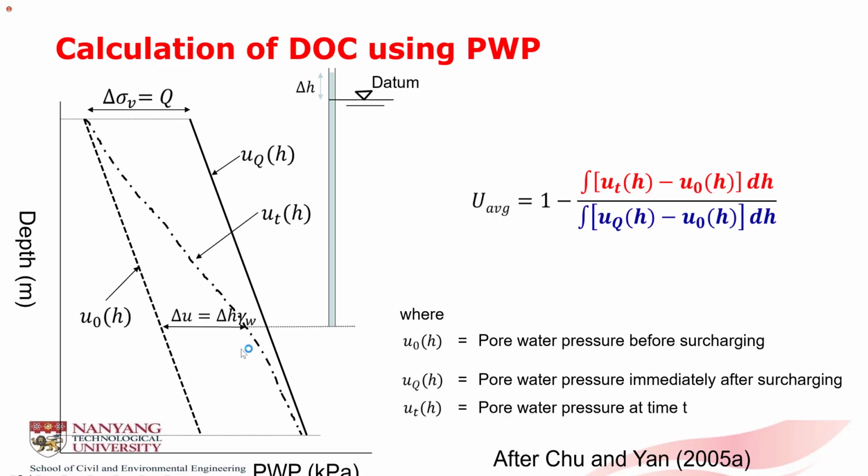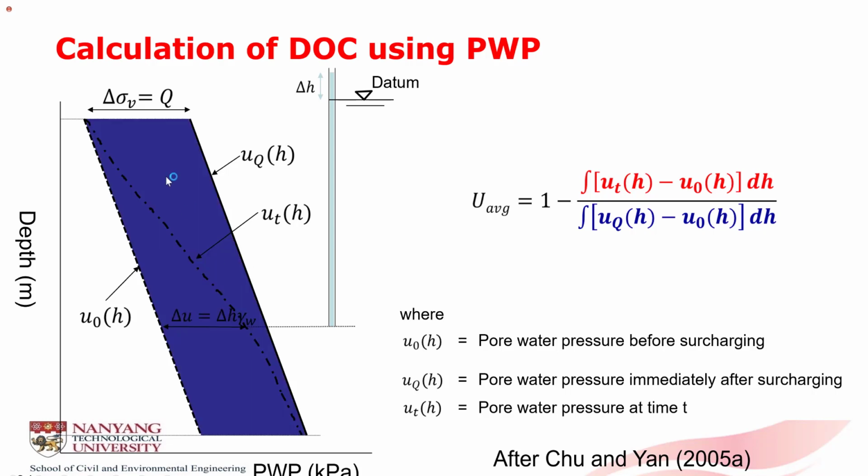From here, you will be able to calculate the area between the hydrostatic pore pressure line and the initial excess pore pressure line. This is your denominator. Then you calculate the area between the existing pore pressure distribution and the hydrostatic line as your numerator. From here, you will be able to calculate the average degree of consolidation.